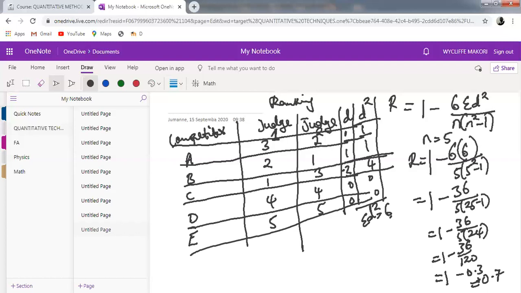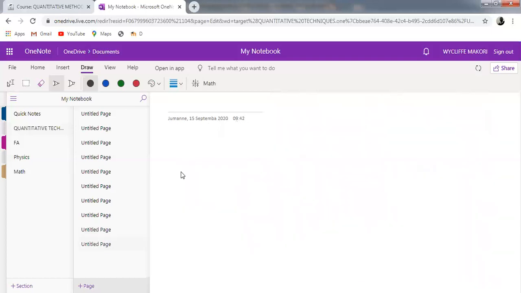So basically that is how we do it. Basically that is how you do it. The rank correlation, you need to have the ranks. We can have another example. In some questions, you cannot be given the ranks, but you are supposed to rank it. You can be told we have maybe the competitor.